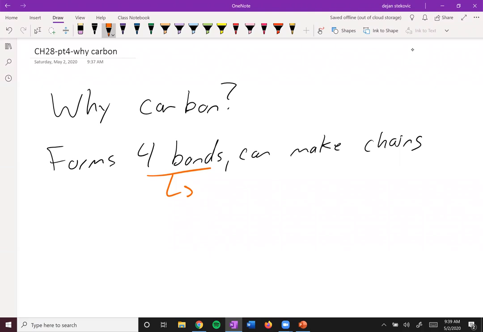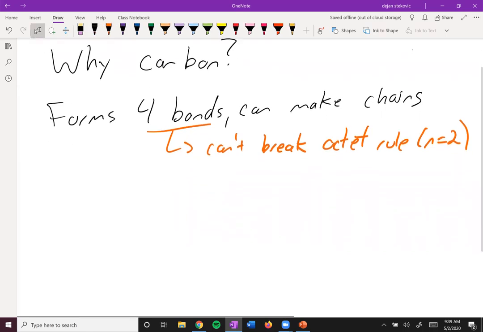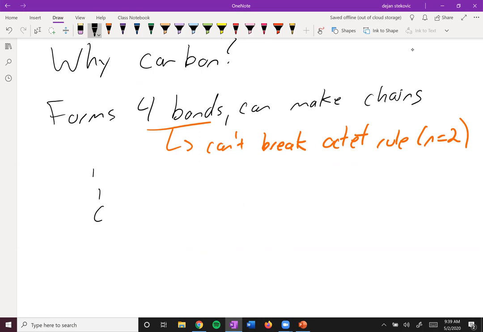Remember, carbon cannot break the octet rule, so it can't have more than 4 bonds. 4 bonds is the max. Never draw carbon with more than 4 bonds. So an example of a chain, here we just have 1 carbon with all H's, right?